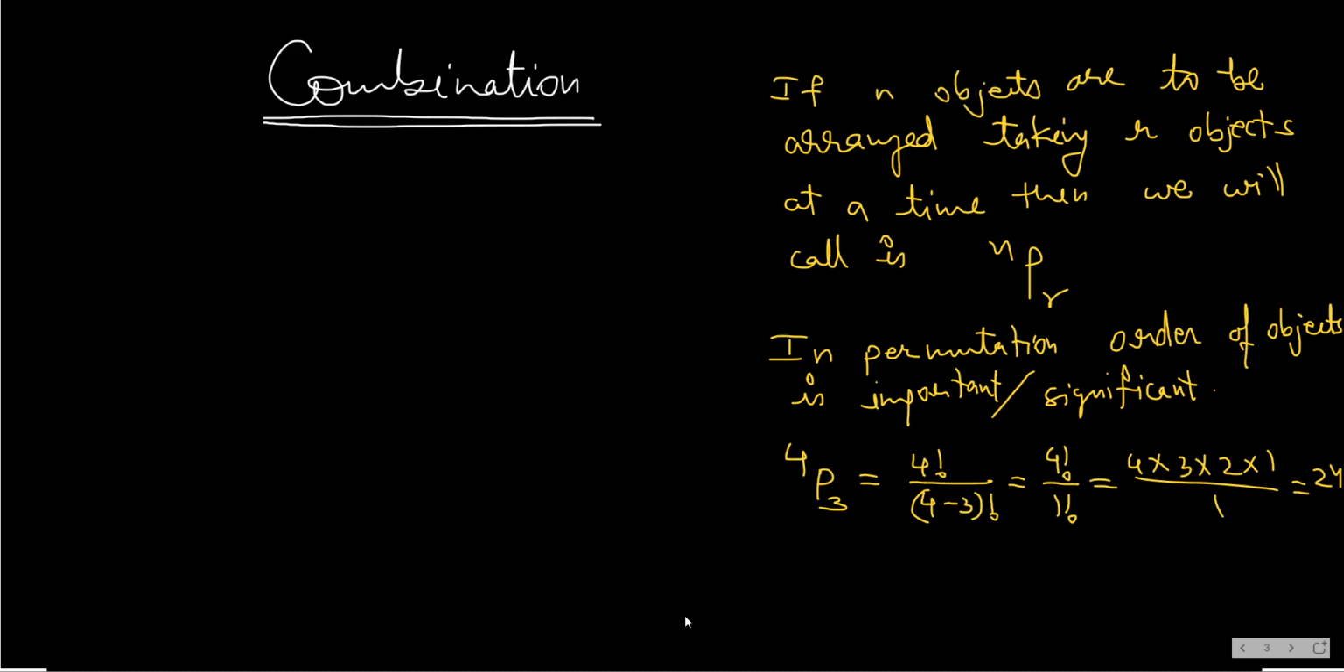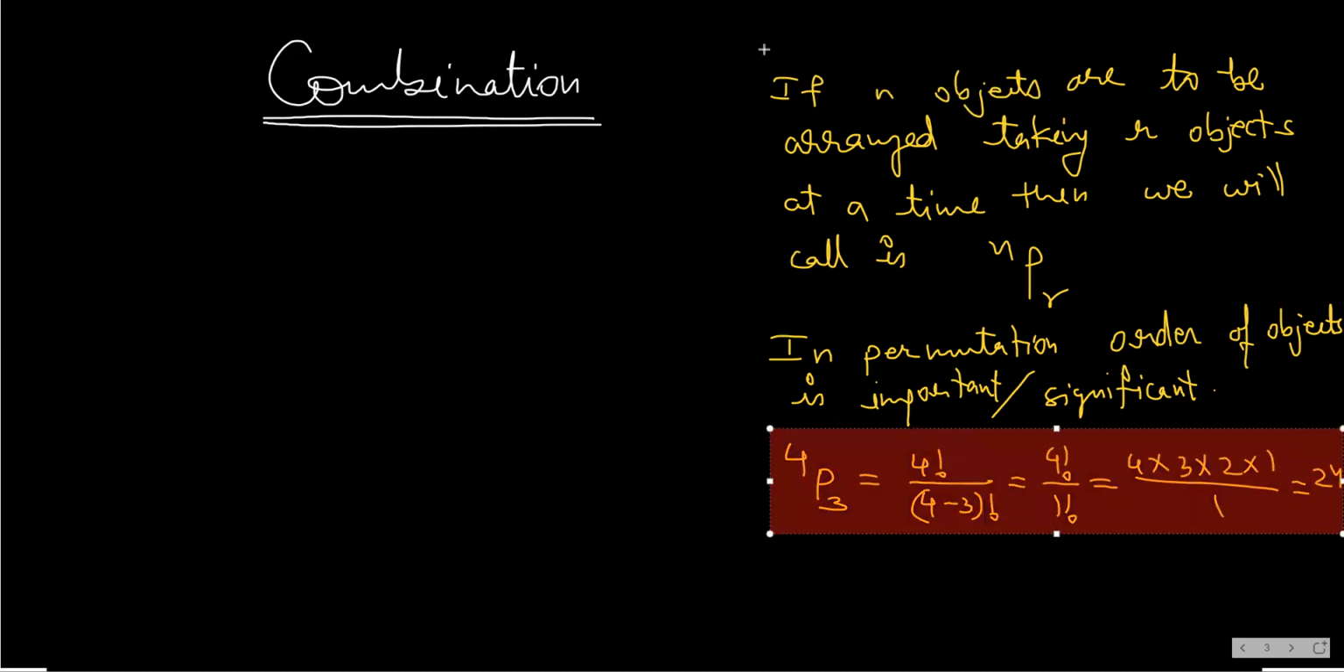And you know that this 24, if I explain this to you by way of example, so here you have four objects. Say the four objects you have are A, B, C, D. And what are you doing? You are taking any three objects from the four objects. So how will it be done?